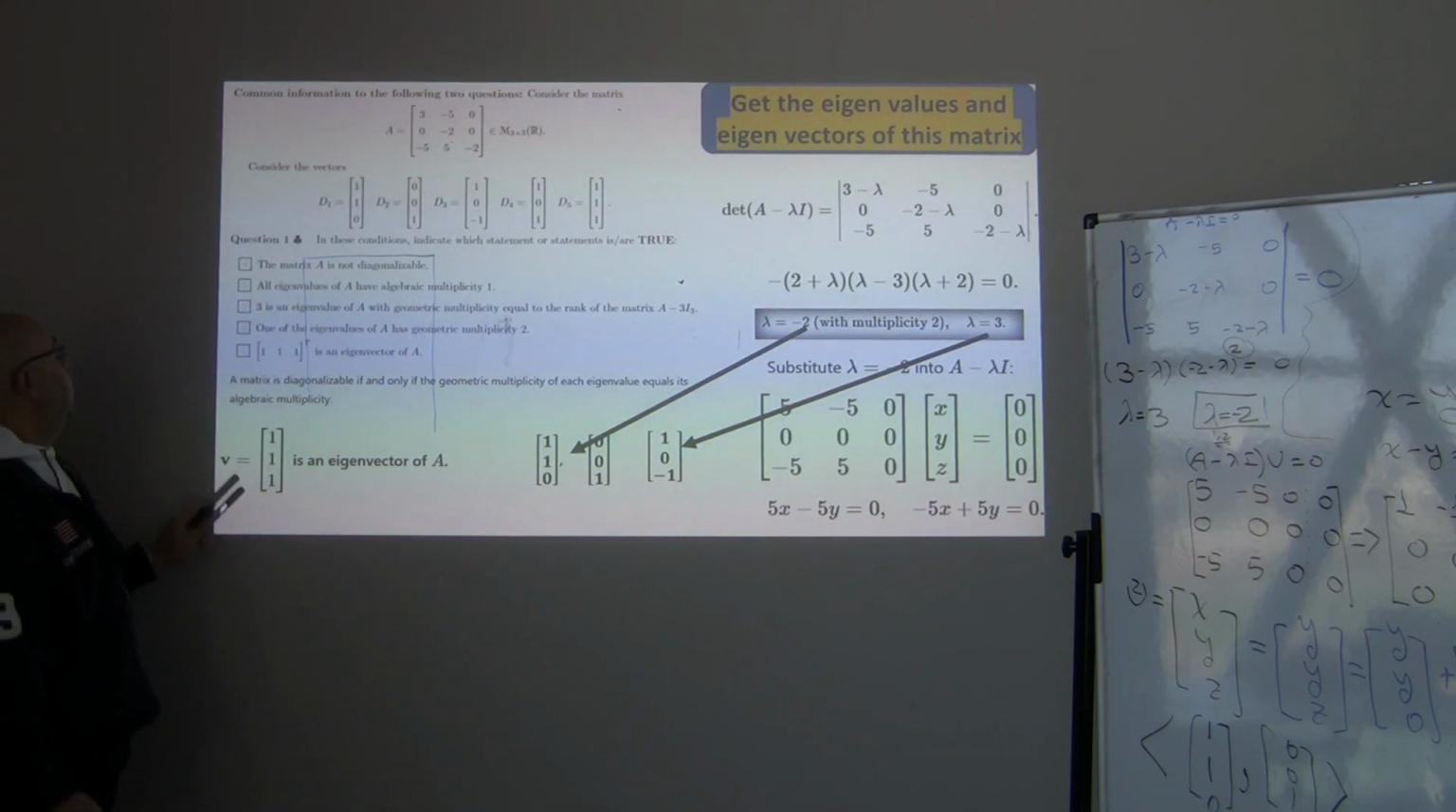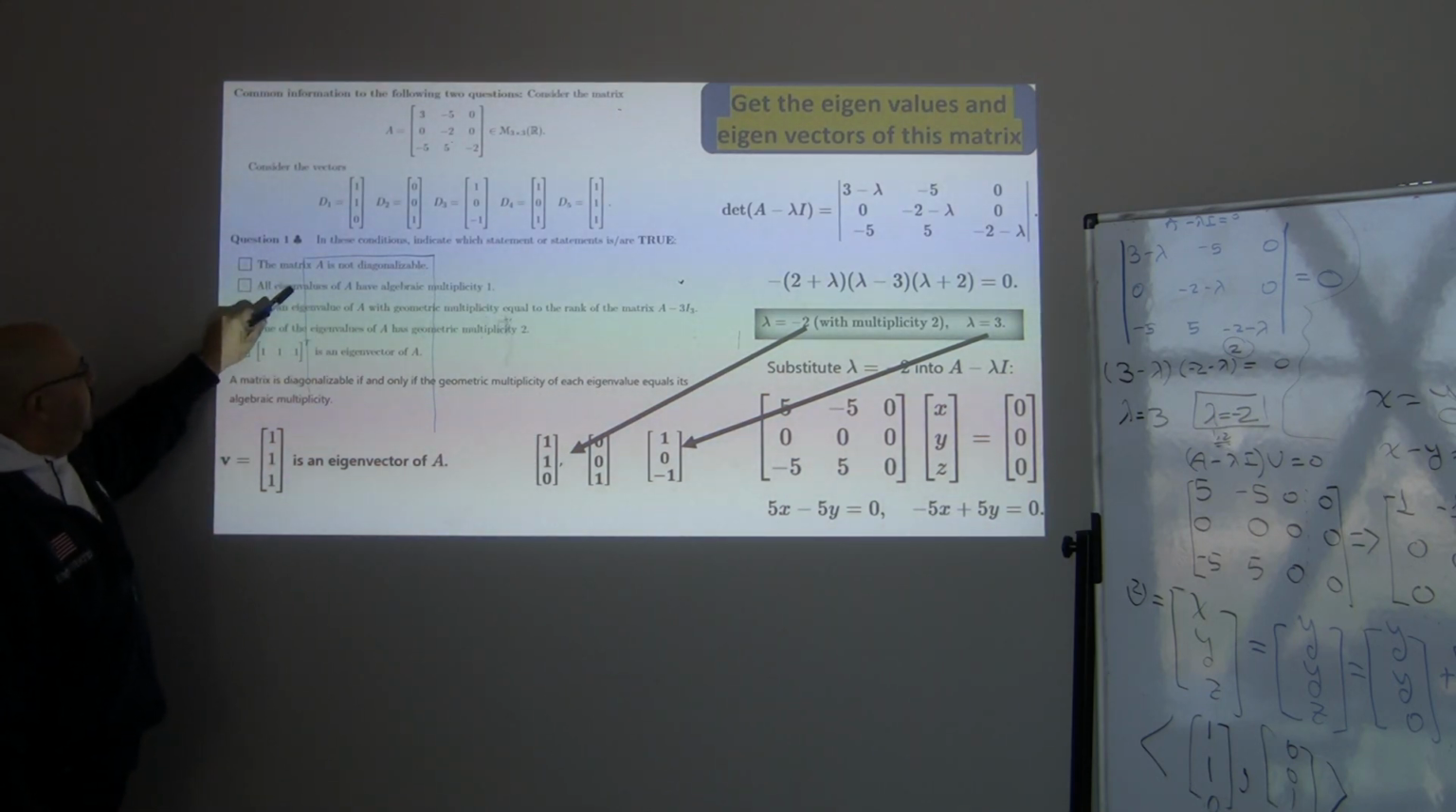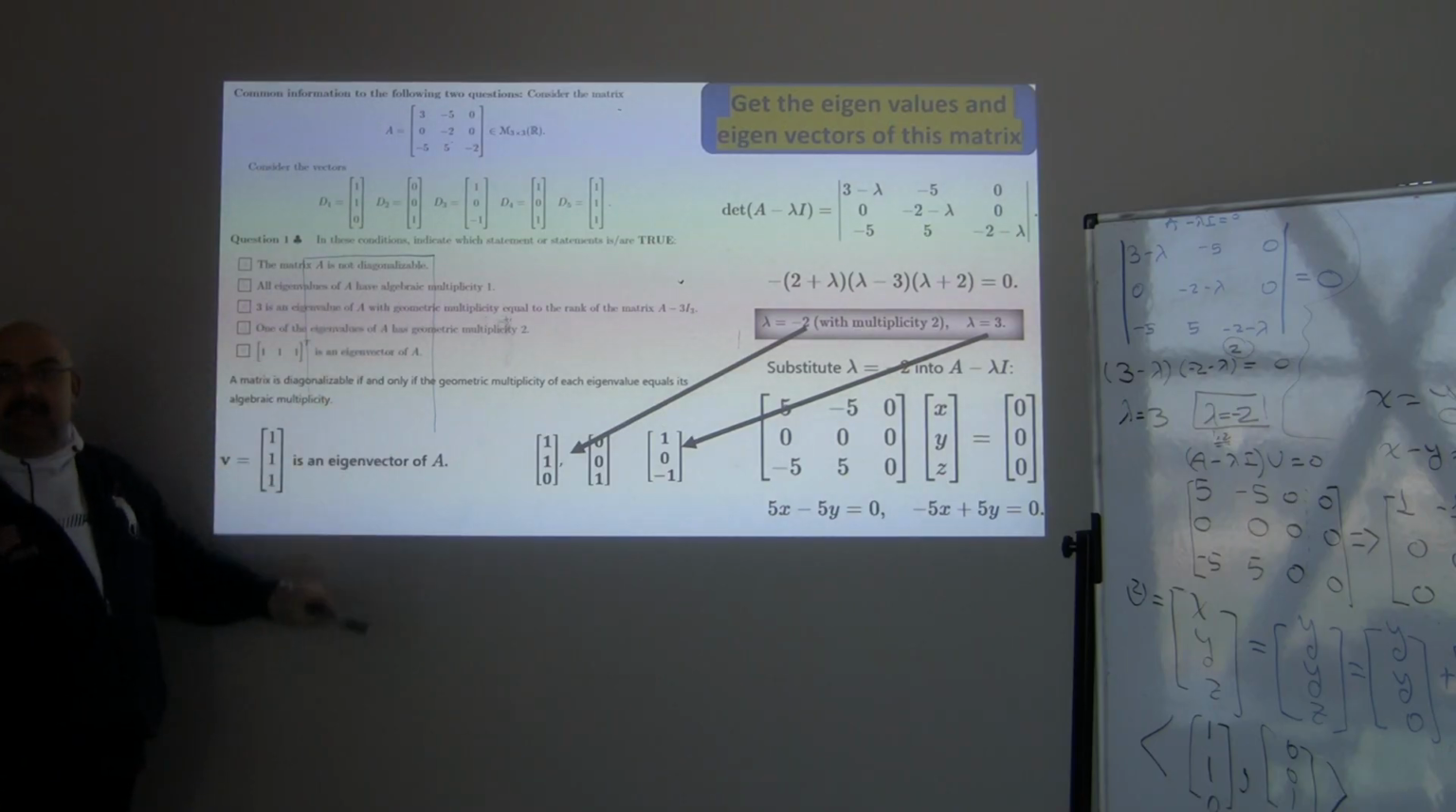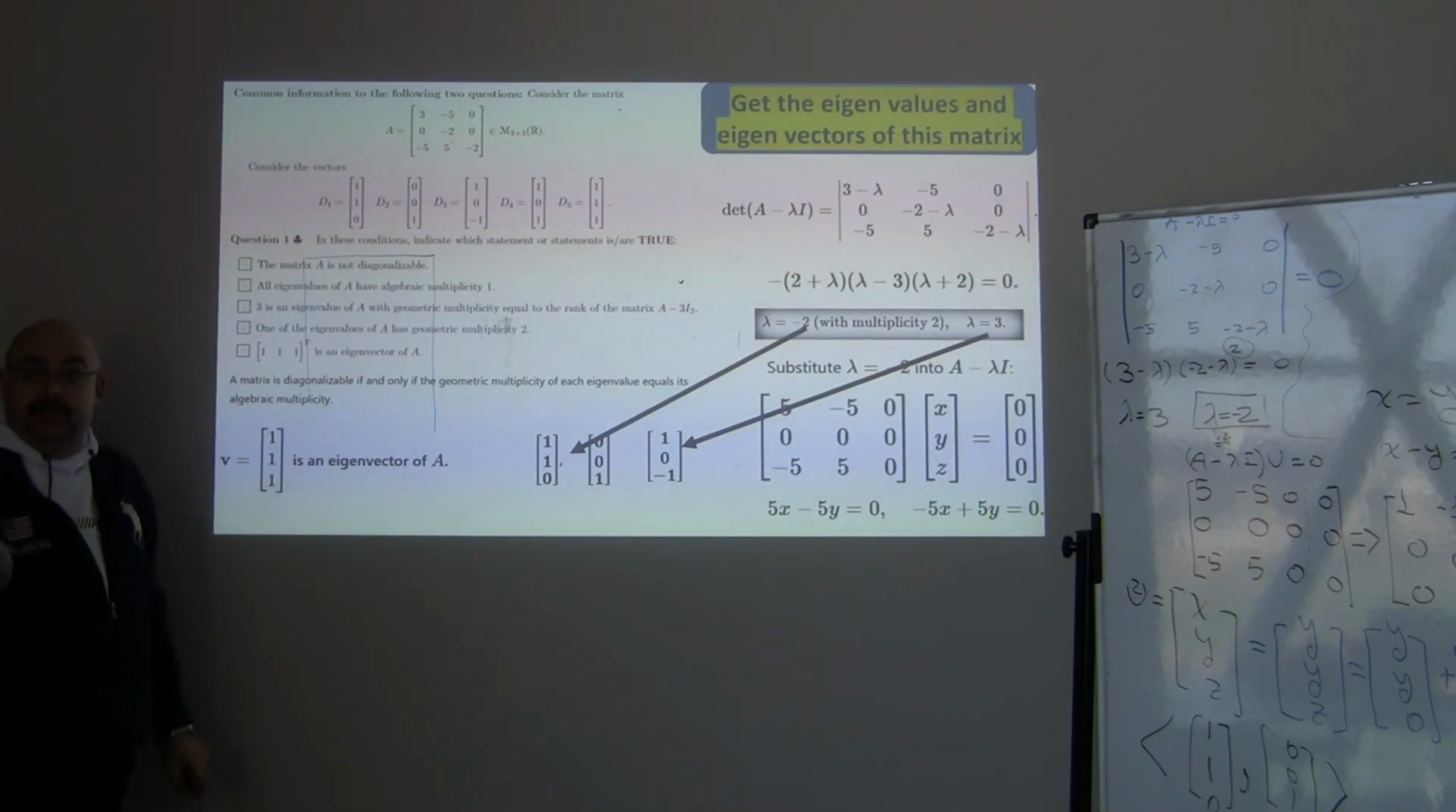Okay? Okay. He says all eigenvalues of A have algebraic multiplicity of 1. Is this true? No. Because one of them has multiplicity of 2.